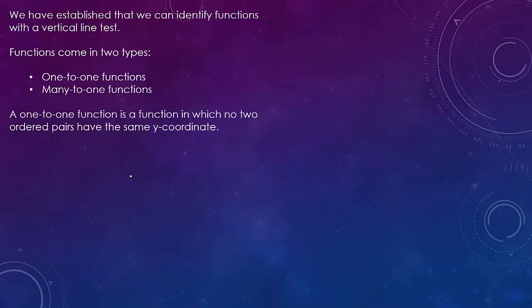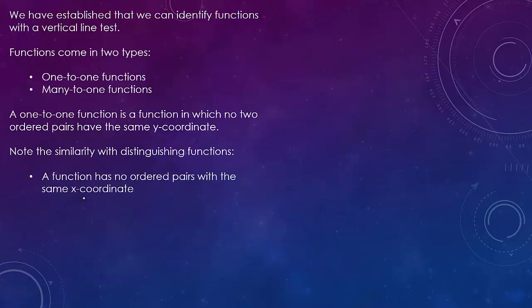A one-to-one function is a function in which no two ordered pairs have the same y-coordinate. Note the similarity with distinguishing functions. A function has no ordered pairs with the same x-coordinate. A one-to-one function has no ordered pairs with the same y-coordinate.